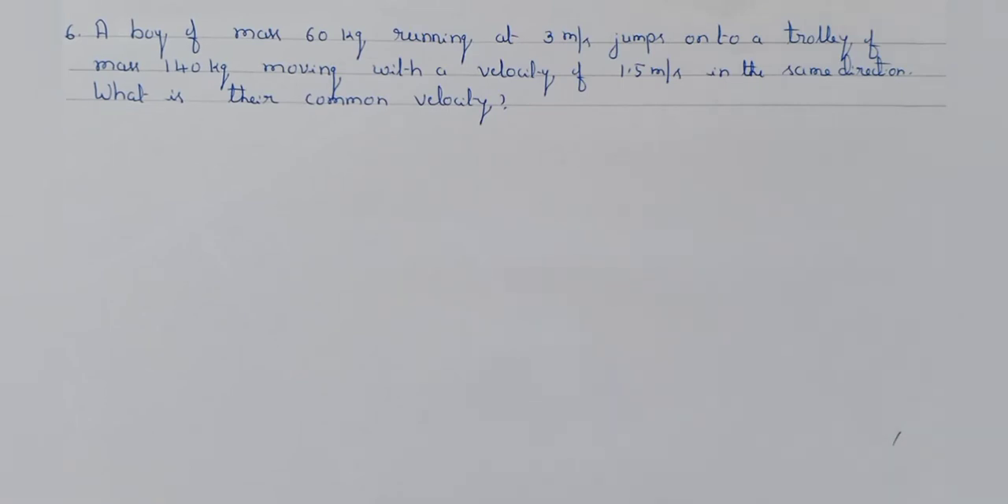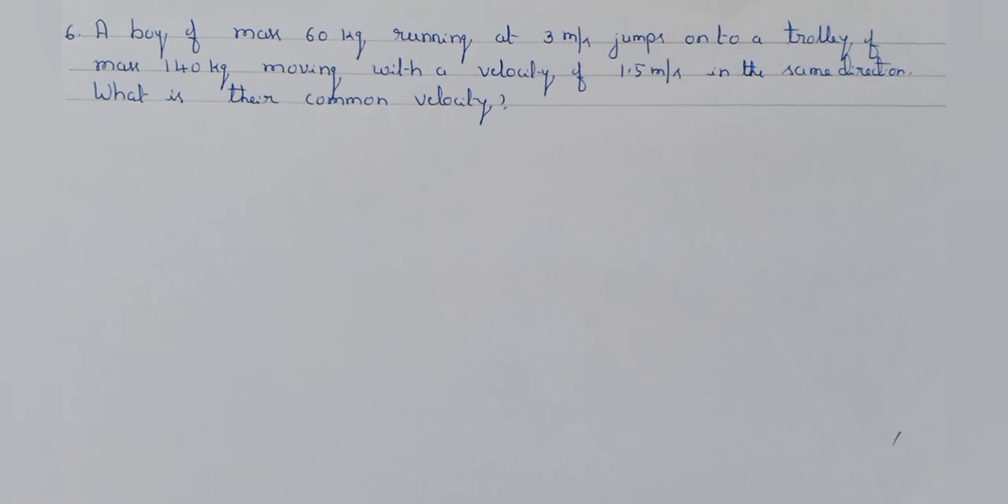Next question. A boy of mass 60 kg running at 3 meter per second jumps onto a trolley of mass 140 kg moving with a velocity of 1.5 meter per second in the same direction. What is their common velocity? Let the mass of the boy be m1 and the mass of the trolley be m2.